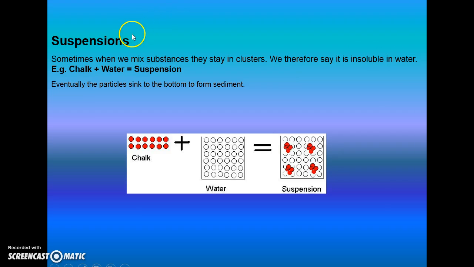A suspension now, and not the one you're thinking about. A suspension consists of a solid substance that is unable to dissolve in water. Sometimes when we mix substances, they can cluster. We therefore say it is insoluble in water. The perfect example for that is chalk and water. As you may know, chalk cannot dissolve in water. So if you do mix powdered chalk into the water, they will lump up, create little clusters of chalk, and stay suspended inside the container until they find their way to the bottom and they become sediment.